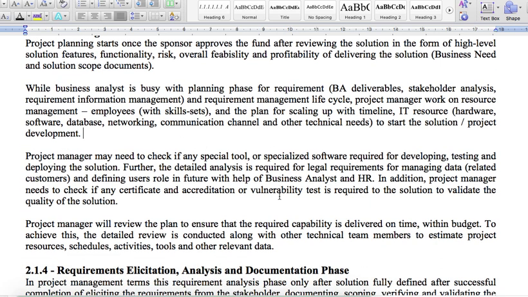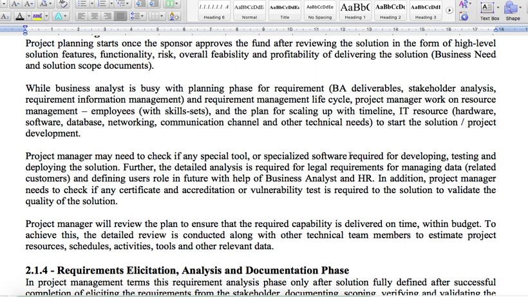And here, if you go to the next level, the project manager works on resource management, that is employees with particular skill sets. In case they are not there, then they may have to hire, and plan for scaling up with the timeline. And IT resources, that is hardware, software, database, networking, communication channels, and other technical needs are considered.